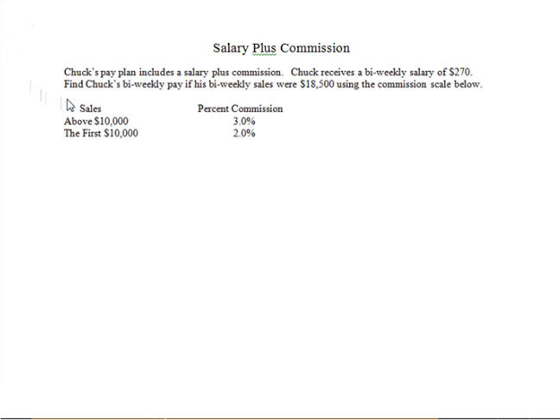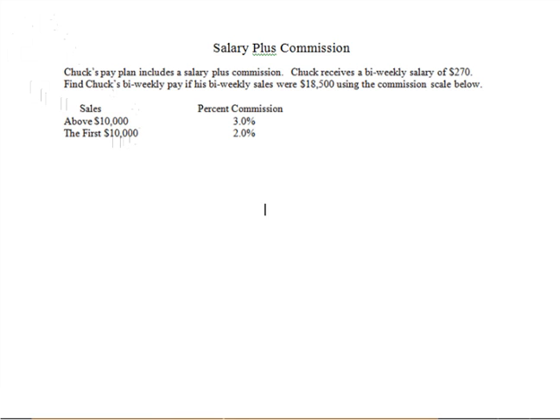However, suppose Chuck's total sales were $12,000. Well, on the first $10,000 of that $12,000, Chuck would receive a 2% commission. He would then receive an additional 3% commission on the actual amount of his sales above $10,000, which in this case was $2,000. All right, so let's solve this problem.